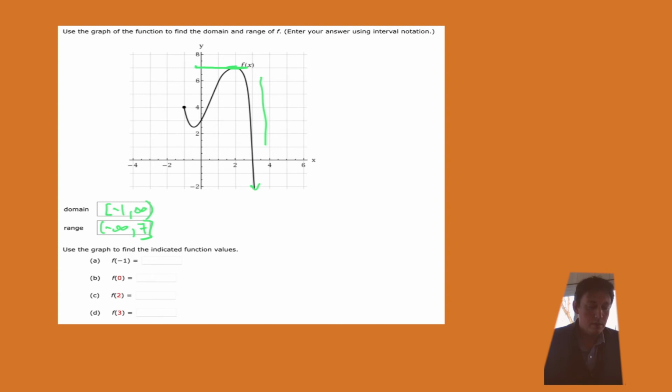Now, the next part of this question asks what is f of -1. So now this is where the understanding of what it is that we're doing comes in. F of -1 is asking what is the value of this function at x equals -1. So here's x equals -1, which is here. If I go up from here, where is this function at -1? Obviously, it's this point right here. So what is the y coordinate of that point? In this case, it's 4.